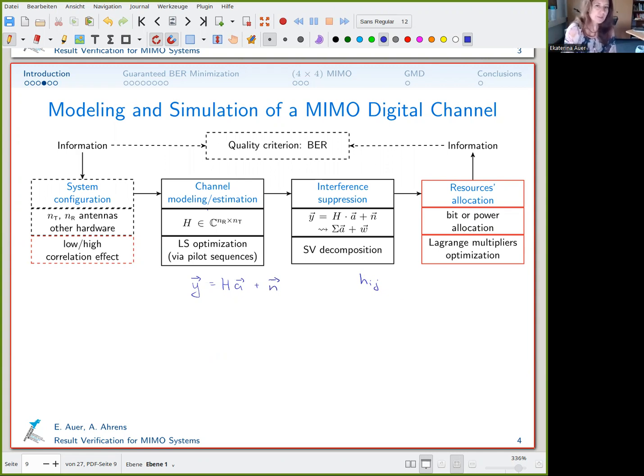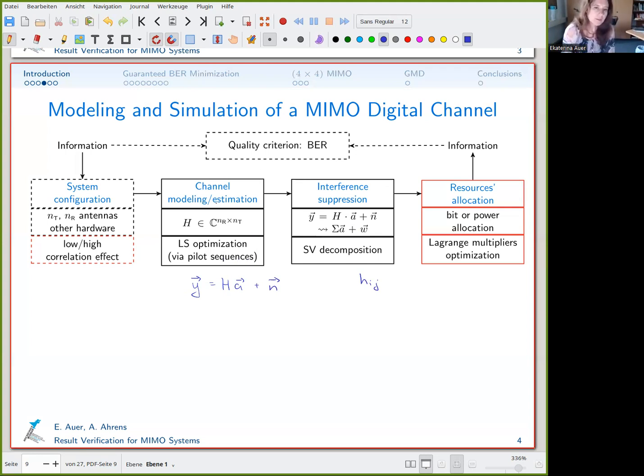Usually this channel matrix is a complex matrix depending on the number of receive and transmit antennas, and it is modeled or estimated using the normal least squares optimization via so-called pilot sequences. That is, known sequences are transmitted through the system, and then we take a look at what we receive and try to optimize the transmission depending on those results. So this stage is not in the focus of our talk today.